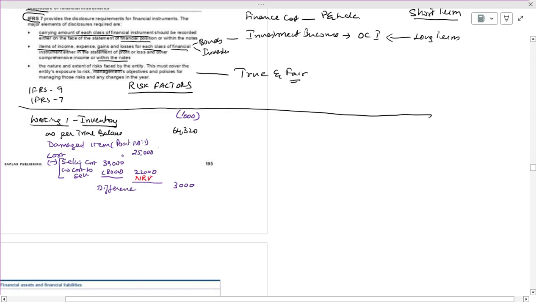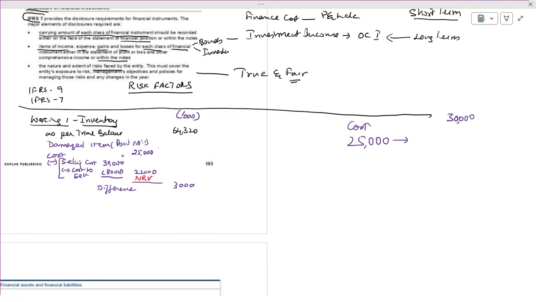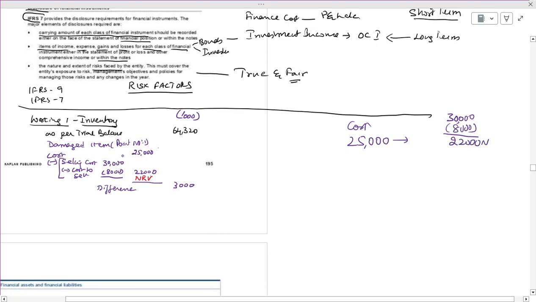See, 25,000 is the cost. Okay, now you want to sell this. How much are you getting? The sale value is 30,000, but you are not getting this. You have to spend 8,000 to get 30,000. Means what is the net realizable value? Net realizable value is 22,000.